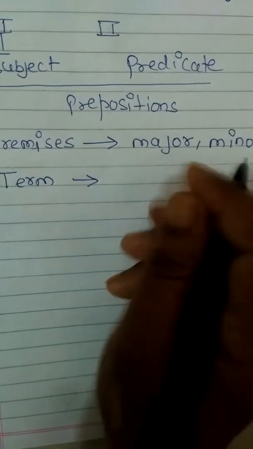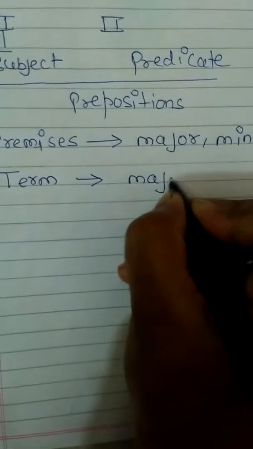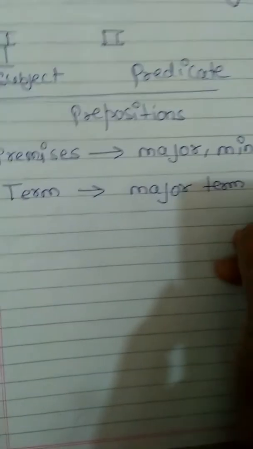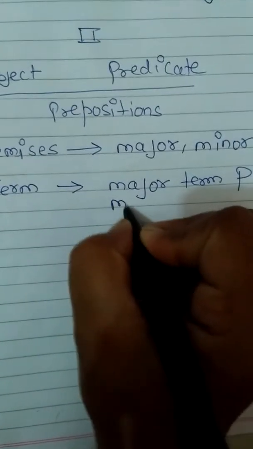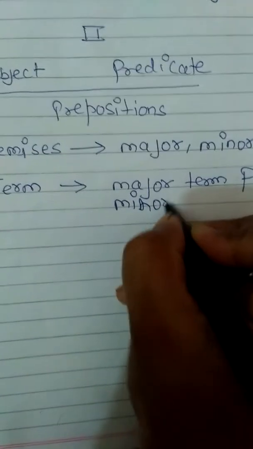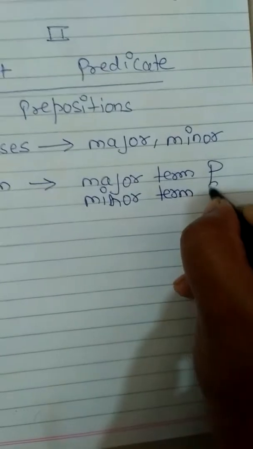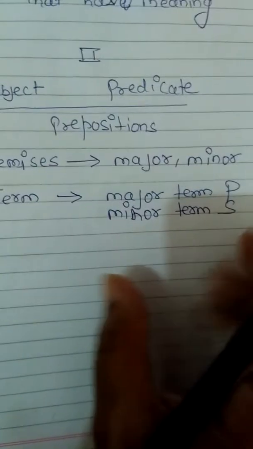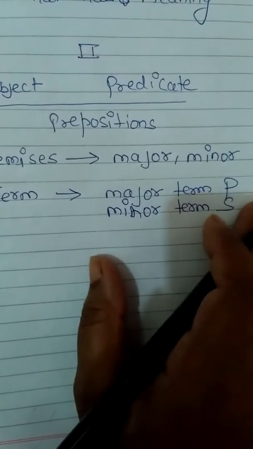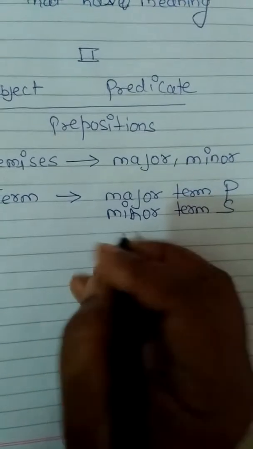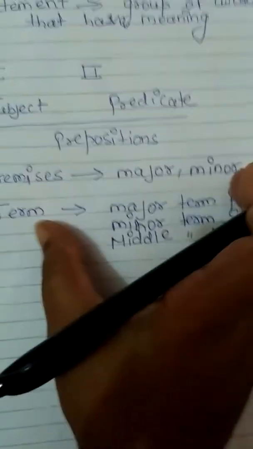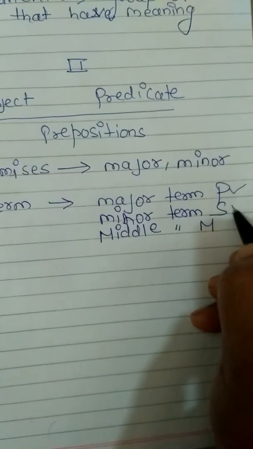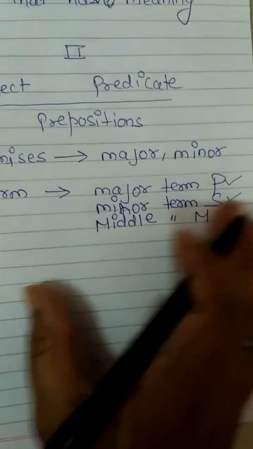The term which is the predicate of the major premise is called the major term, and we denote it with P. The subject is the minor term, and we denote it with S. The middle term is denoted by M. Okay, so in logic we have the major term, minor term and middle term.